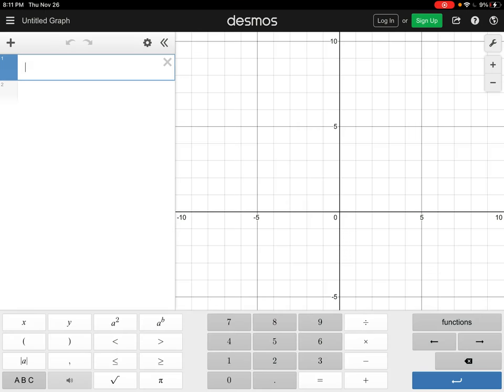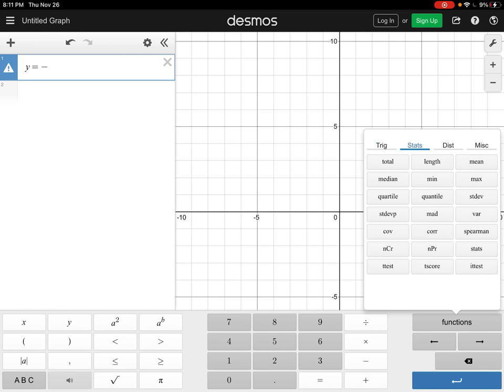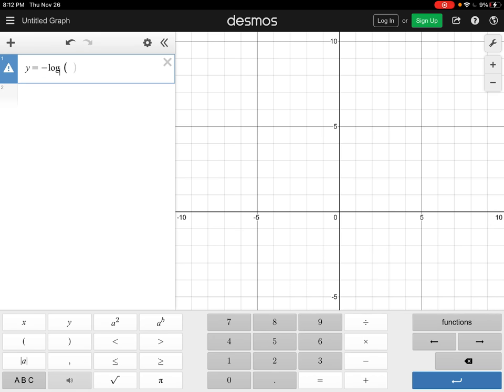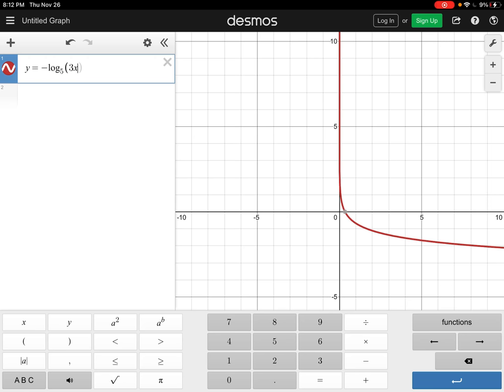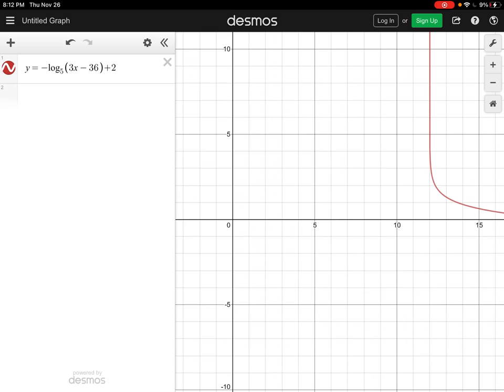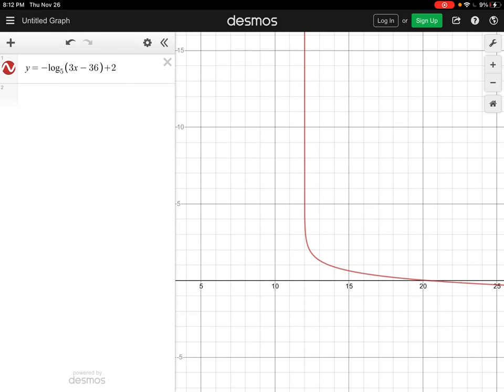So I will do it in Desmos, but again, you should be able to see it graphically if you do it on your graphing calculator. So I just tested out on my calculator and it did work in that window. Okay, so y equals negative log. Okay, so as you can see, that window would have worked here. So this is what I'm graphing.